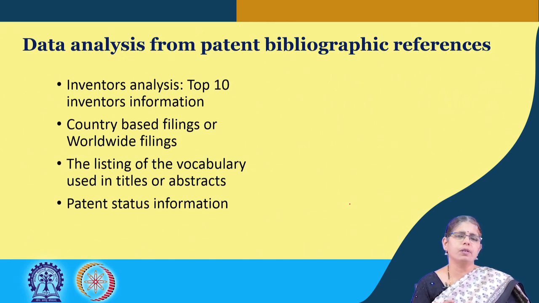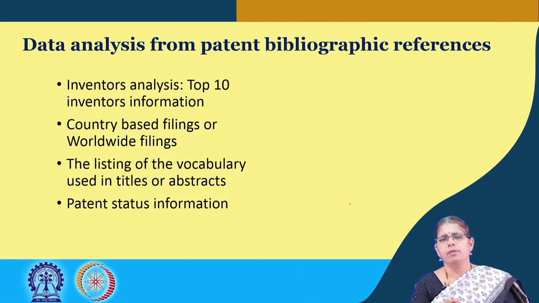In many other industries, the inventor information is useful from the point of view of understanding the background research being undertaken and the growth of the inventors from the point of view of the growth of filing in that particular area. Country based filings information can be obtained by geographical distribution of patents from a given data set.